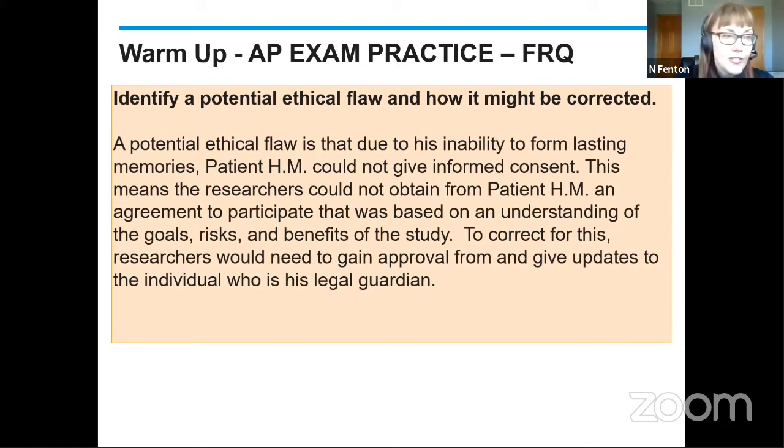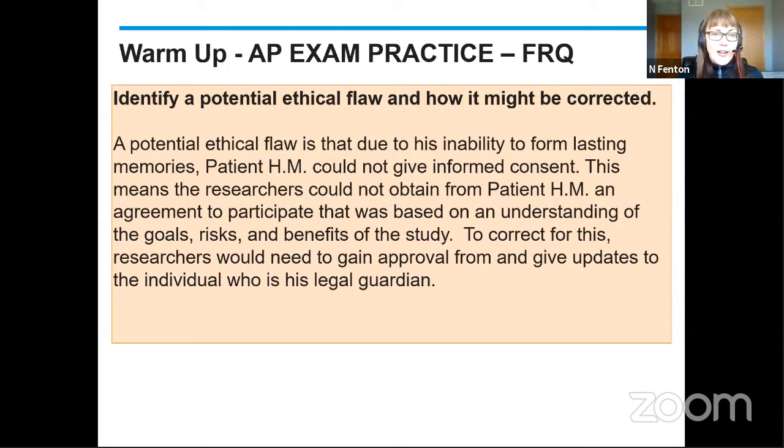The second point asked you to identify an ethical flaw and how this might be corrected. So there's a couple ways you could have gone with this, and it wasn't really obvious in the prompt. So you have to really understand about ethics and research design to be able to answer this question. You can't just guess this.